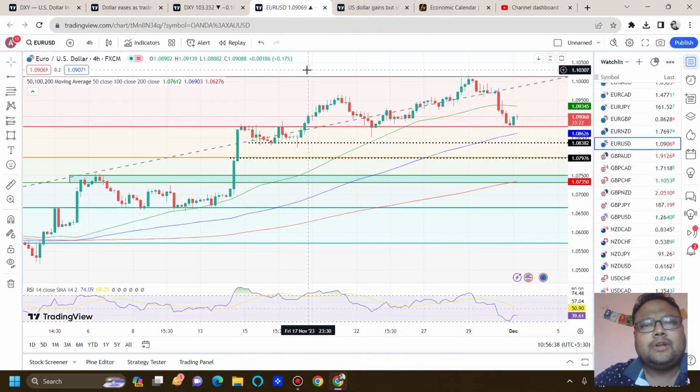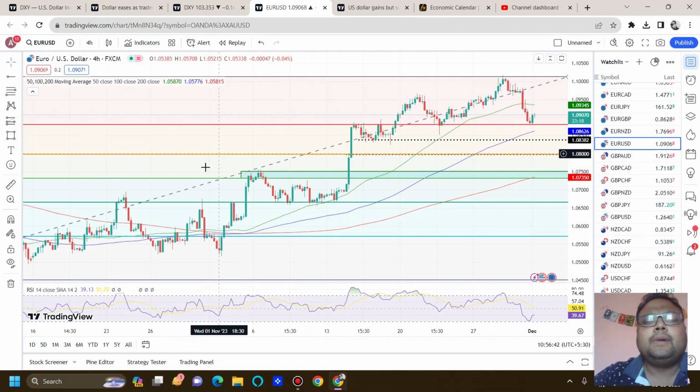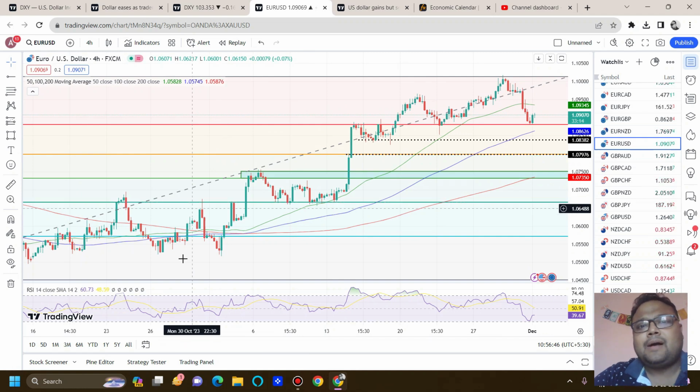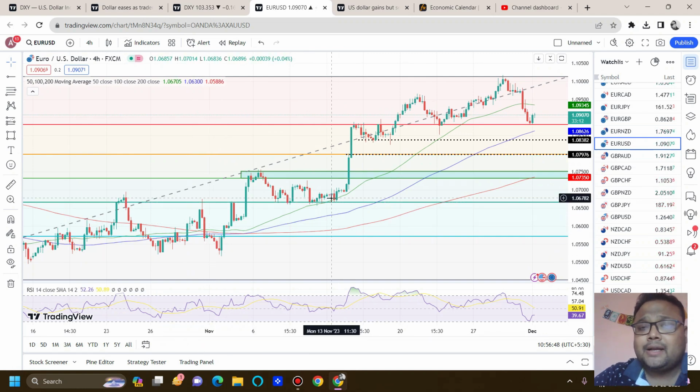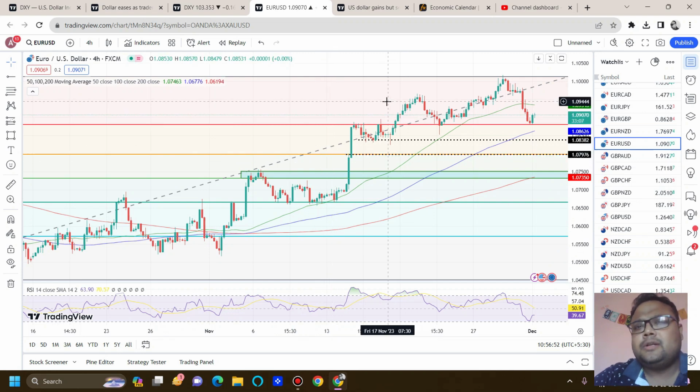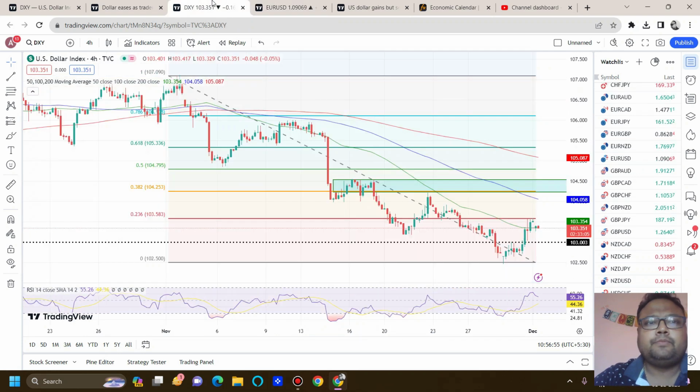Yesterday, we saw a good amount of correction on the chart of Euro USD after the inflation report, but still we can see that the trend of the market is still the same. Market is still bullish because the market structure is still pointing that yes, further upside on the chart of Euro USD is very much possible.